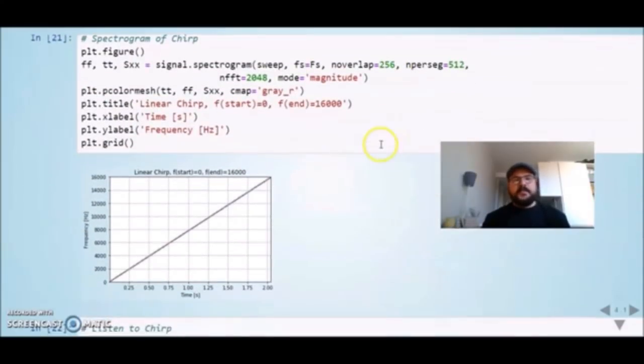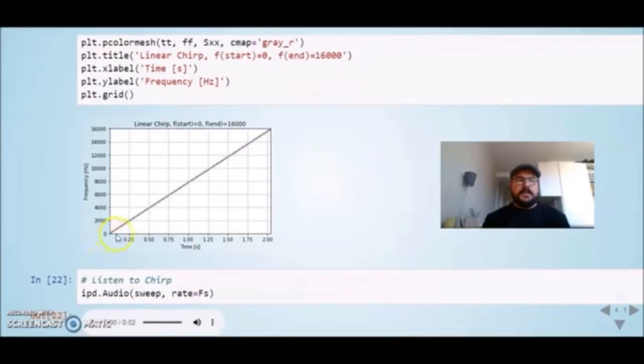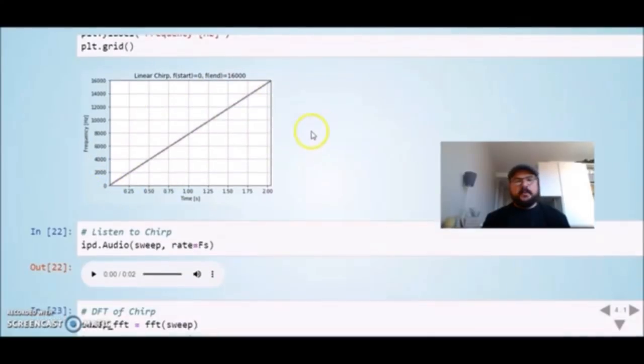And we can have the spectrogram of this sweeping sinusoid, and we see it goes to a bit more than 2 seconds, and we increase the frequency and keep the amplitude constant. So we have here frequency from 0 to 16 kilohertz. So we can also listen to this sweeping sinusoid.